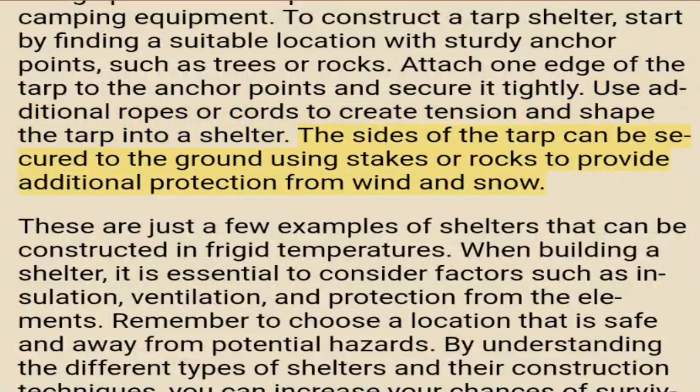The sides of the tarp can be secured to the ground using stakes or rocks to provide additional protection from wind and snow. These are just a few examples of shelters that can be constructed in frigid temperatures. When building a shelter, it is essential to consider factors such as insulation, ventilation, and protection from the elements. Remember to choose a location that is safe and away from potential hazards.